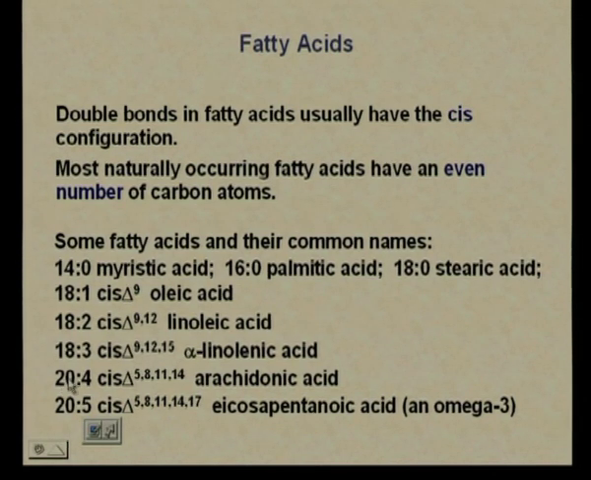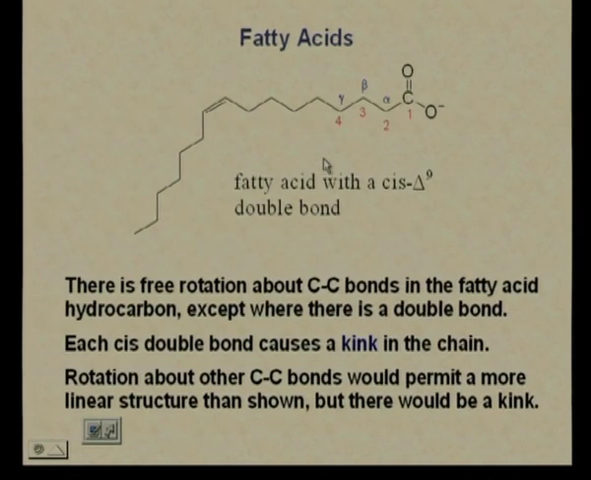So, the one that I had on the previous page was actually arachidonic acid. It was 20 with 4 double bonds at 5, 8, 11 and 14. Eicosapentaenoic acid, which is an omega 3 fatty acid, has an additional double bond at position 17. So, this nomenclature is sufficient to tell you how to write a fatty acid. This is basically the nomenclature of fatty acids, and we are going to see how we can use these fatty acids in forming our lipids.